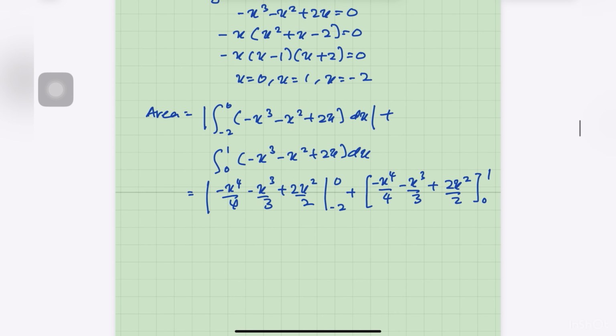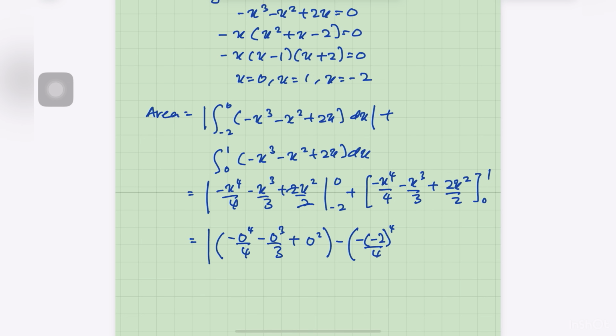Okay, walaupun dia 0 wajib ditunjukkan jangan nak skip. Okay, so this one quite long lah. So modulus, kalau 0 so negative 0 power of 4 over 4 minus 0 cube over 3 plus 0 squared. Minus kalau negative 2, okay, negative 2 power of 4 over 4 minus negative 2 cube over 3, ni cube, okay, plus negative 2 squared.